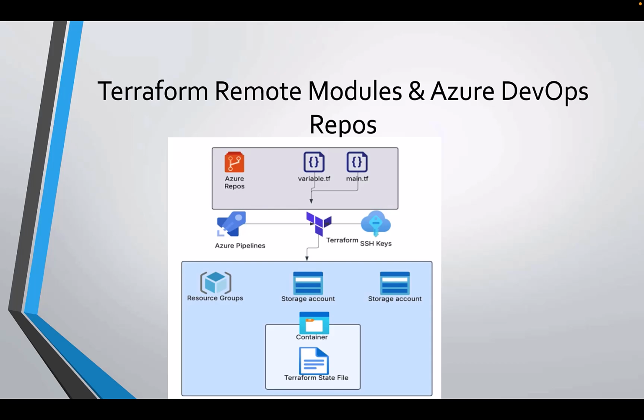Some of the key benefits are code reusability. This is when you define resources like, let's say, virtual machines, virtual networks, storage accounts, and whatnot once and then reuse them across multiple projects. Another key benefit is version control. It helps you keep track of changes in the Azure DevOps repo and manage different versions of your infrastructure modules.